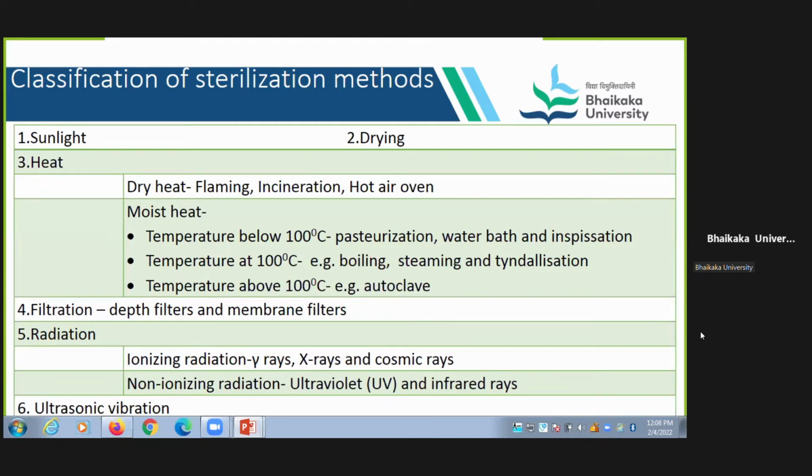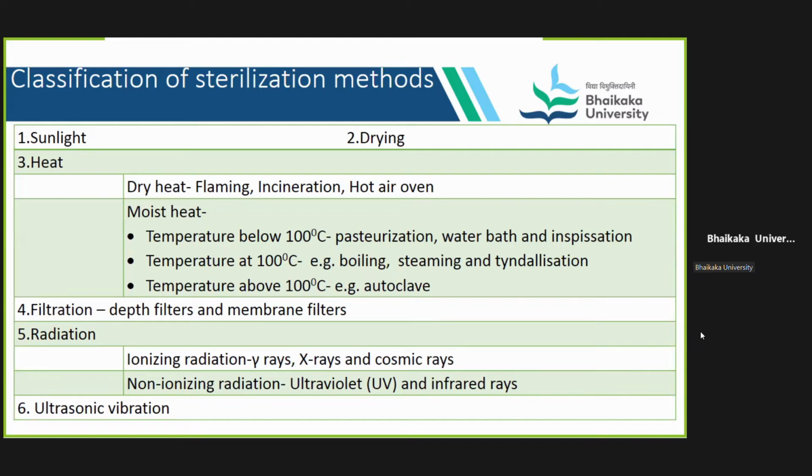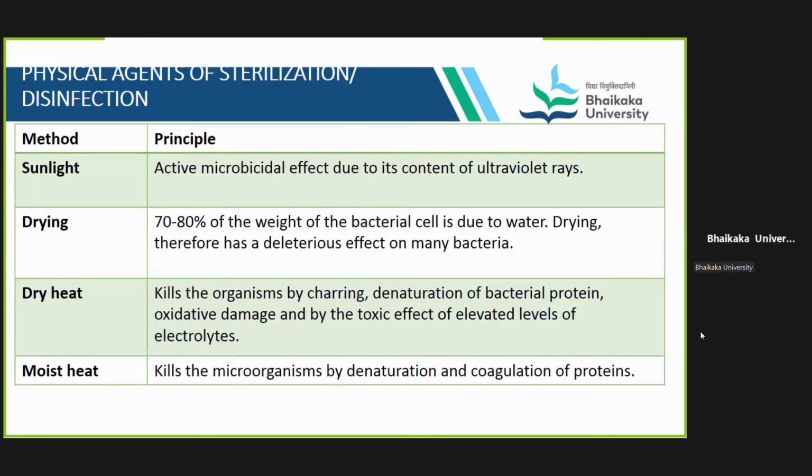Here we are talking about heat and other sterilization methods. And then you have ultrasonic vibrations, which can also be used. Okay. So these are the common methods. Gas sterilization I have not really mentioned here. So these are the physical methods that you have come across. Sunlight, you know how it kills. Drying, you know how deleterious it can be for the organisms if 70 to 80% of their water content is destroyed. Dry heat, and moist heat.